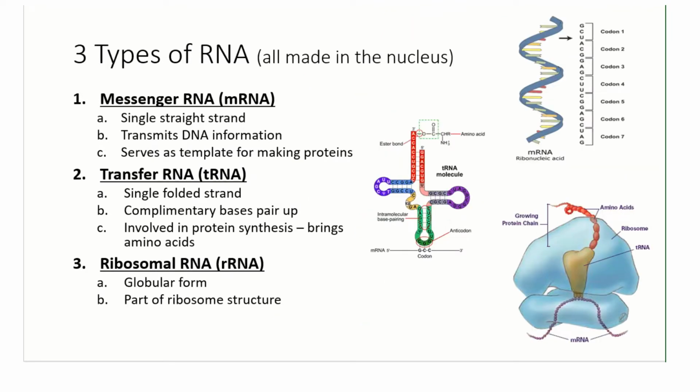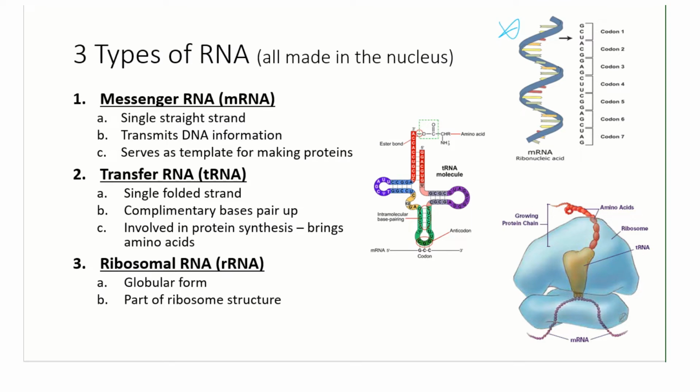So there are 3 types of RNA which are all made in the nucleus. The first one is messenger RNA or mRNA. It's a single and straight strand that transmits DNA information and serves as a template for making the proteins. So here is our mRNA.